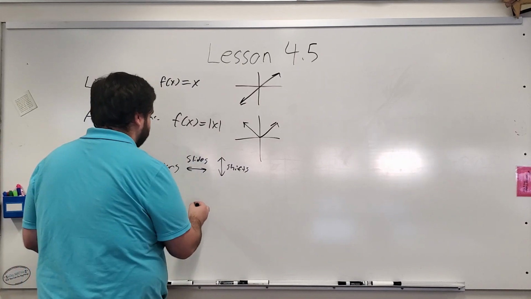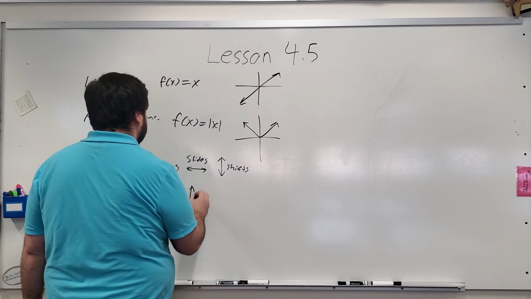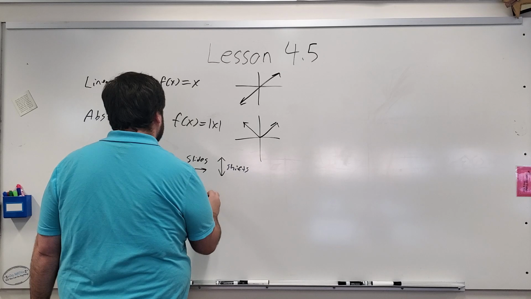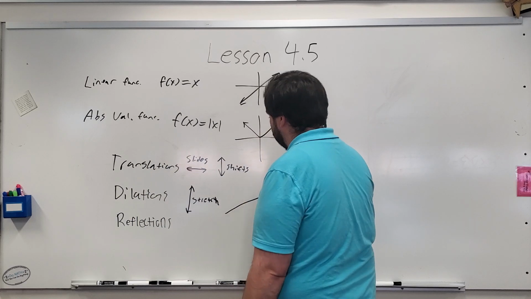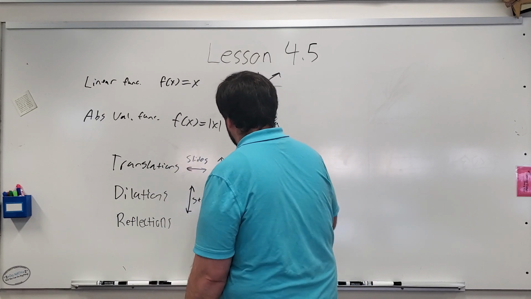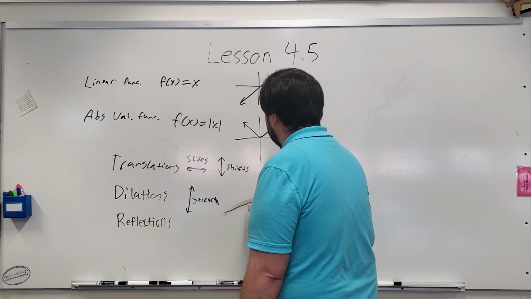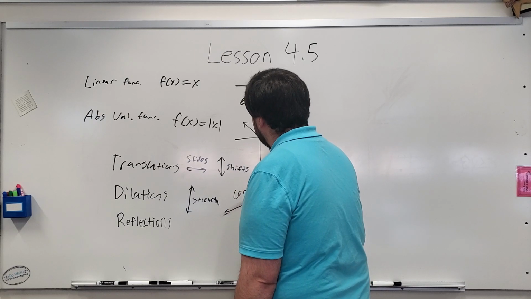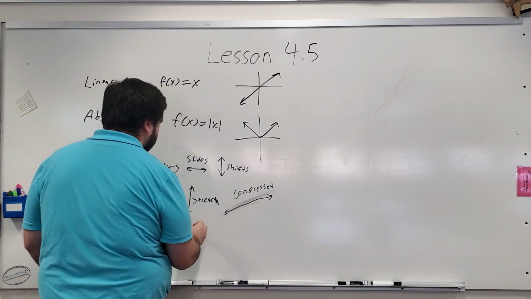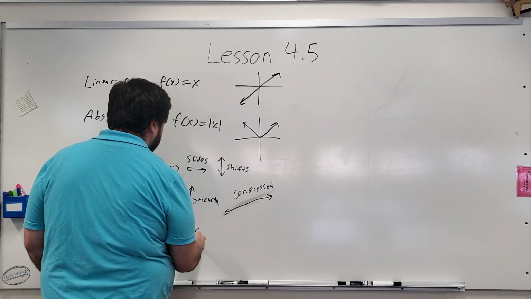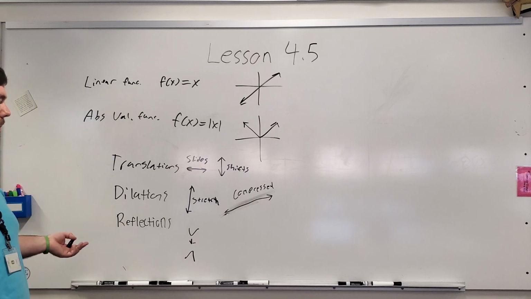Then we had dilations. So first we had it when we stretched it nice and vertical, and this was our stretch. And then we had compression, where we made the slope smaller. Let's make that more obvious, right? This is the compression. And finally, we had reflections. This is where we flip it. So it goes from this to this. Like we're looking at a reflection in a mirror, okay?